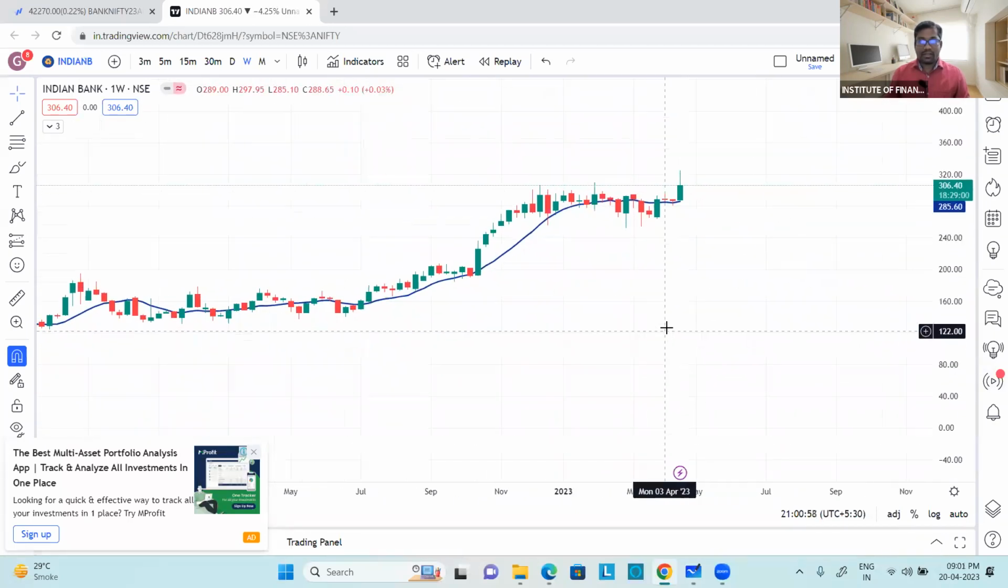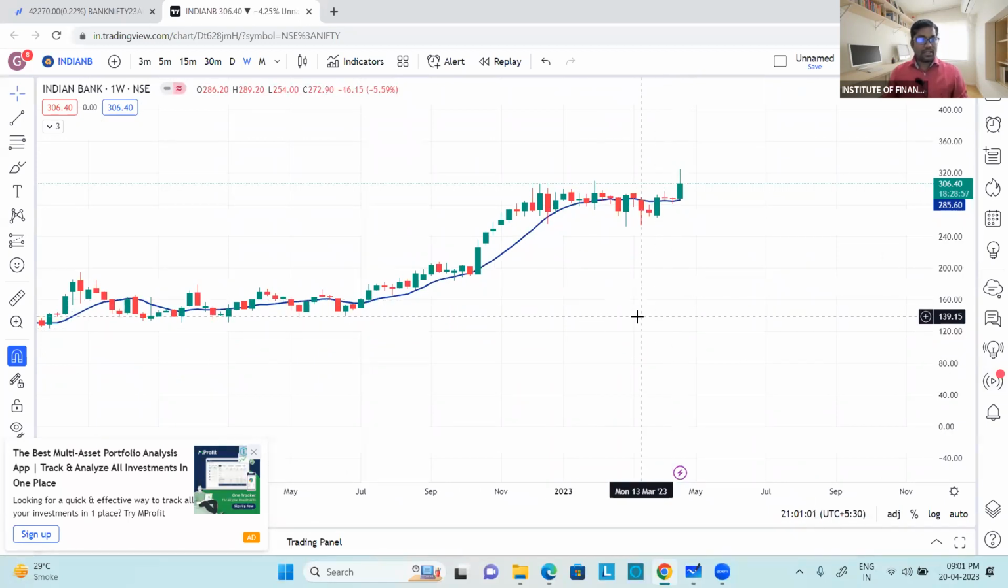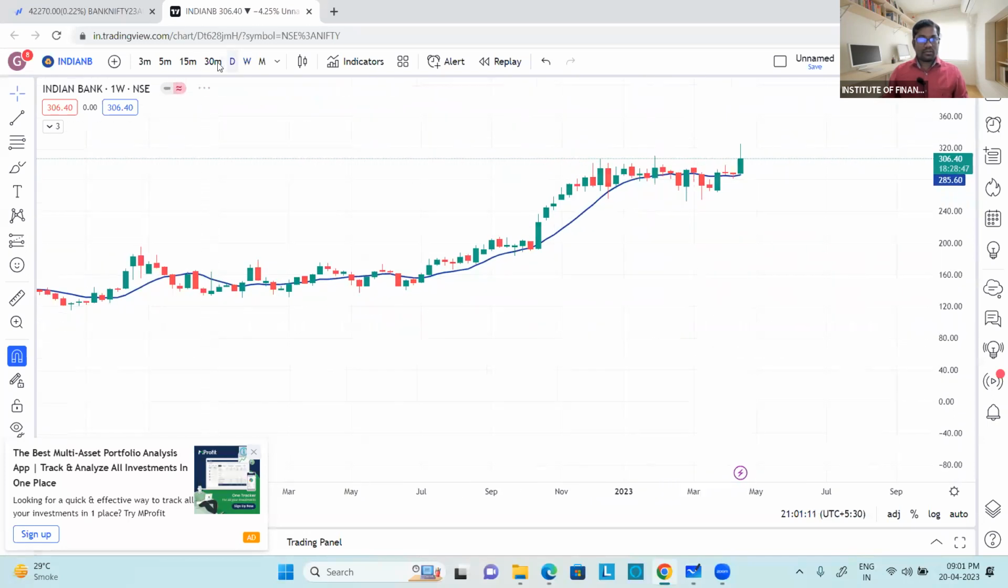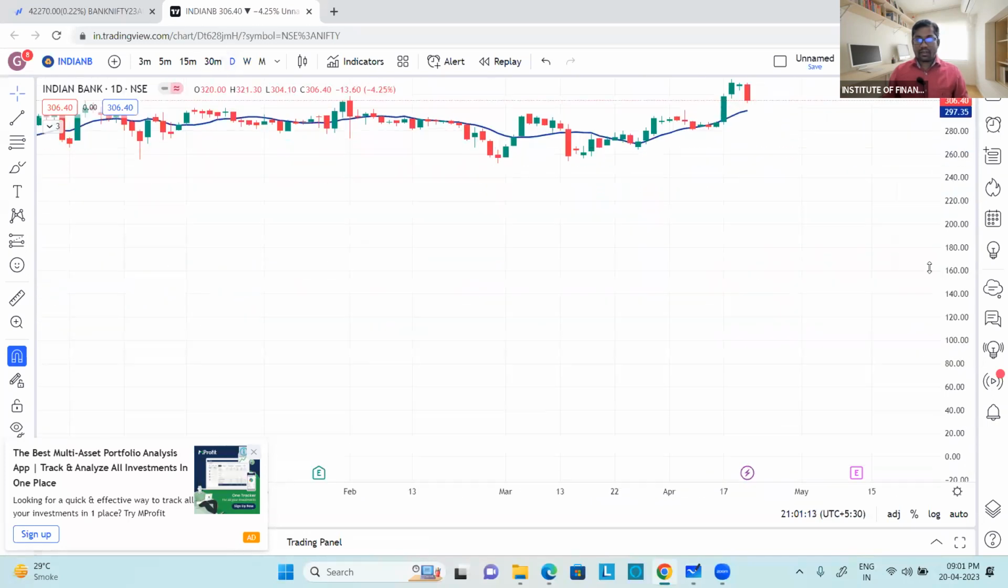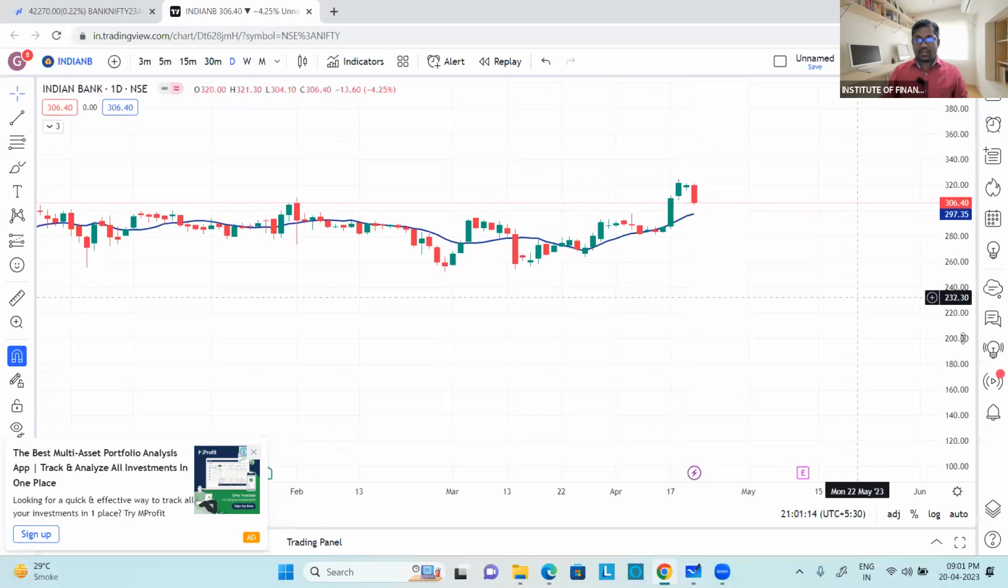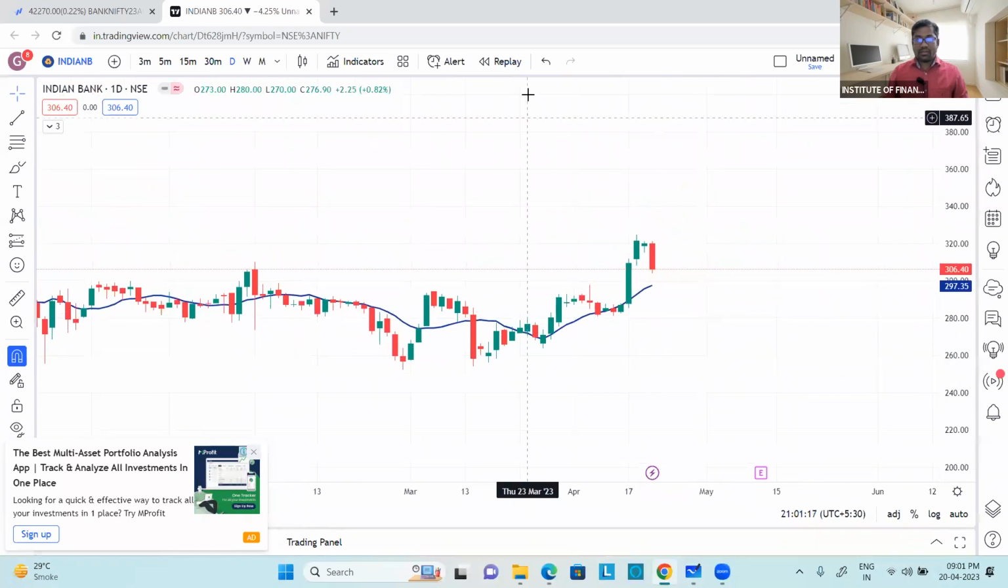Indian Bank. Where is the signal, sir? Lenin, sir. It is in weekly. Yes. Good. You can take entry below this. You can take entry below this.